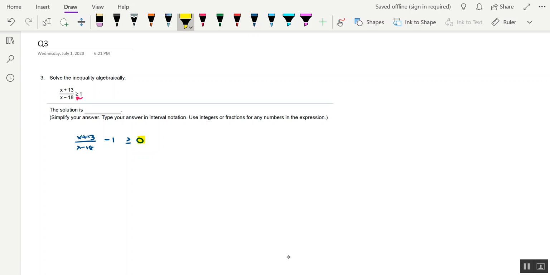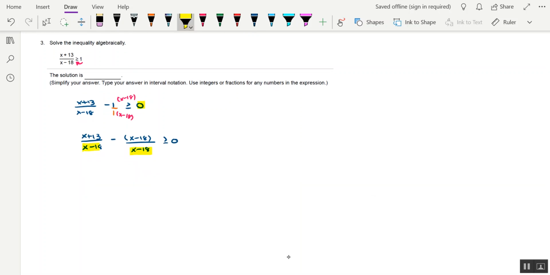The next task, though, is to make sure that the expression on the left-hand side is just a single solid fraction. Unfortunately, that means we're going to have to do some work with fractions, in particular subtracting two fractions. Because really, you can think of the minus 1 as minus 1 over 1. We would need a common denominator, and the common denominator would be the expression x minus 18. So I'm going to multiply the bottom of the 1 over 1 by x minus 18, as well as the top by x minus 18. So we're looking at x plus 13 over x minus 18 minus, and I'm going to keep the numerator in parentheses, you'll see why in just a second, x minus 18 over x minus 18. And that's still greater than or equal to 0.